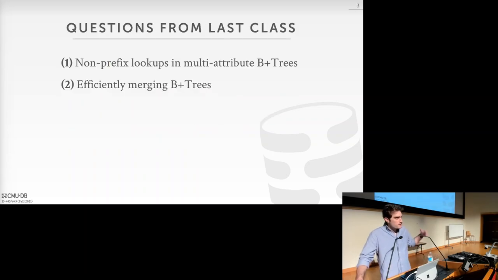So before we get into the concurrency control stuff, I wanted to start off by answering a few questions that were brought up last class. So the first is about non-prefix lookups in multi-attribute B plus trees, and the second one is about efficiently merging B plus trees.